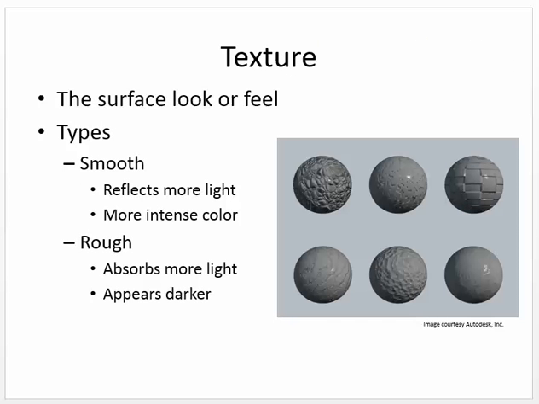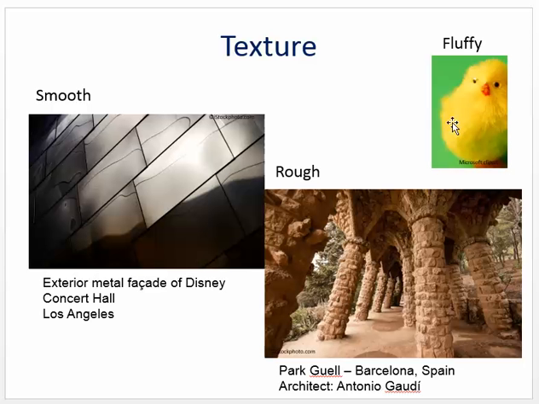Texture. The surface, look, or feel. Types, we have smooth ones. Alright. And then we have rough ones. Smooth ones are often going to reflect a lot more. Rough ones are not going to reflect. They're going to appear to be darker because they're not reflecting light. Again, some types of texture. We have fluffy, we have rough, and we have smooth.